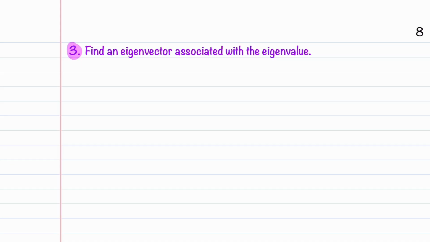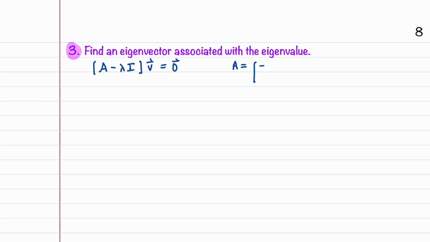In step 3, we're going to find the eigenvector associated with our complex eigenvalues. The nice thing about having complex eigenvalues is we only have to find one eigenvector. We're going to find it by solving the system of equations (A - λI)v = 0. Let's remind ourselves what matrix A is. It was the matrix [-3, -2; 5, -1]. And I'm just going to arbitrarily choose that vector v is equal to [a, b].